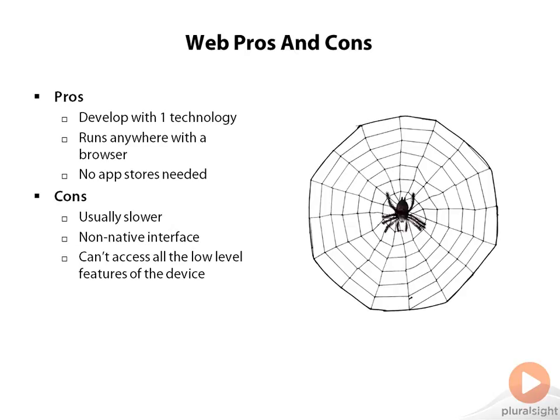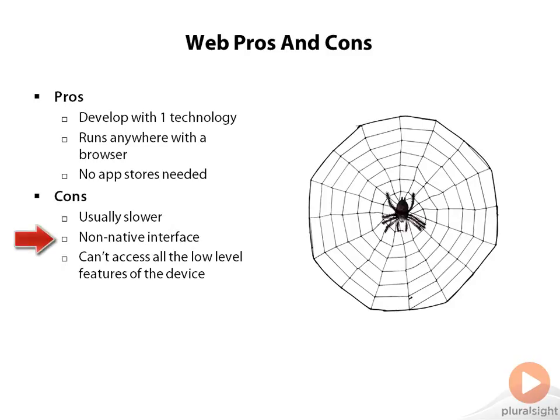Now, web applications have some cons as well. One of the major ones is that web applications are usually slower. Now, this isn't always the case, but anytime you have an application running inside an application, it's probably going to be slower than if it weren't. A web application runs inside a browser, which runs on a device, and it can slow things down a little bit.